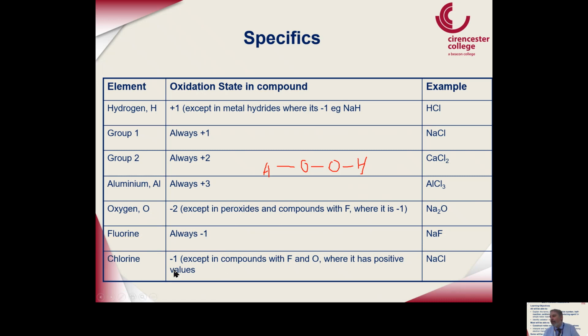Okay, chlorine is -1 except when it's with fluorine and oxygen, where it has positive values, and it can be positive up to the number of electrons in its shell, so it can be up to +7, because 7 electrons is outer shell.